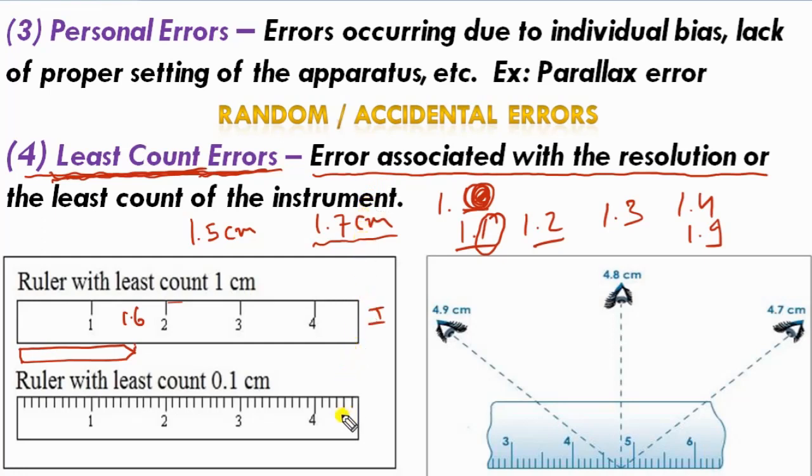In the second case, the scale is much more precise than this one. This scale is clearly telling that the value is lying somewhere between 1.5 and 1.6, so it is 1.5 something. The third digit will come from our estimation, and it can be 1.51, 1.52, 1.53 or anything. So this time the value of least count error is minimized, but still it is there.